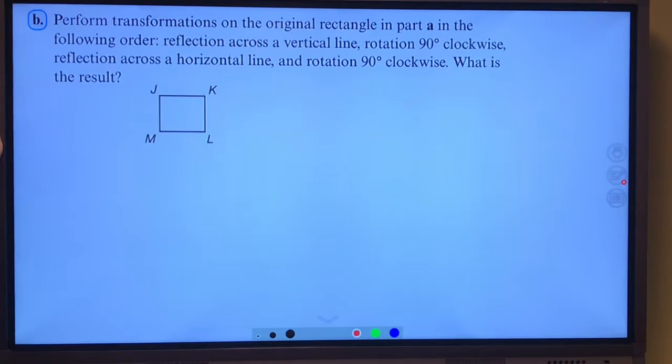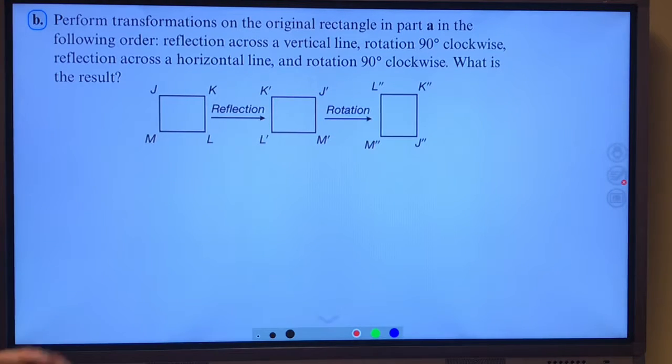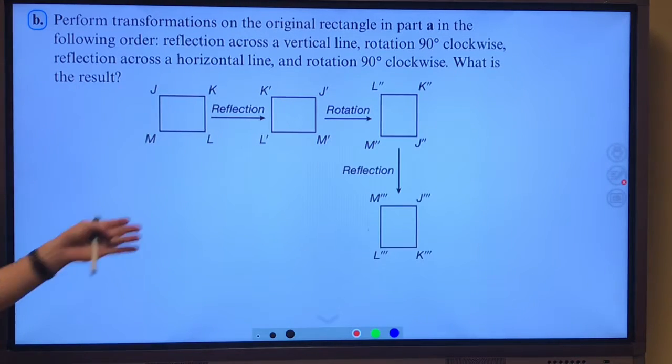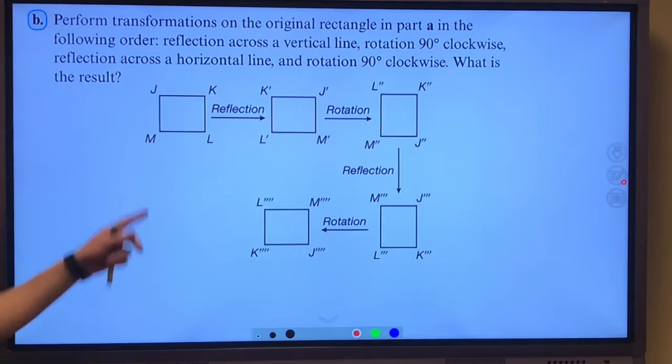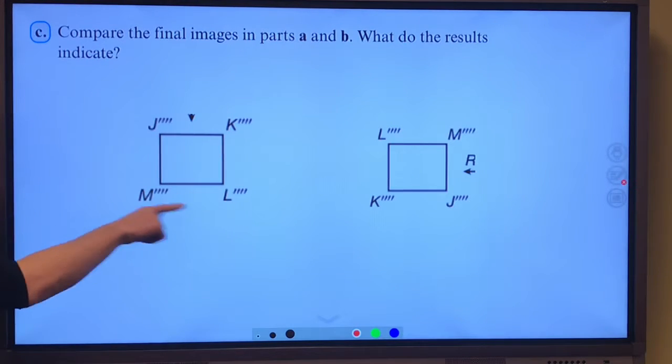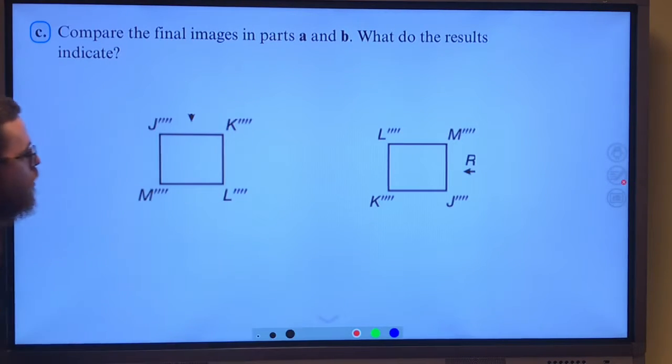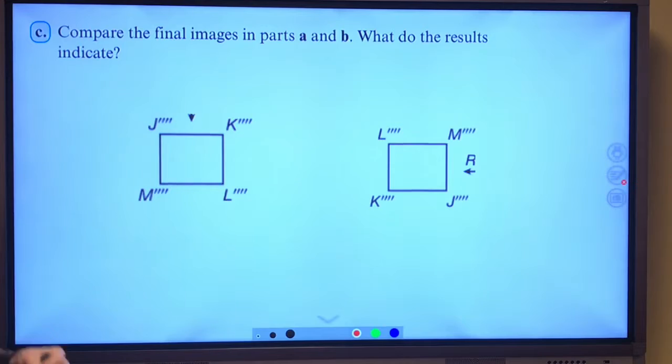Reflect across a vertical line, rotate it 90 degrees clockwise, reflect across a horizontal line, then rotate it another 90 degrees clockwise. Different order. First, our reflection across vertical line, we're starting the same as the last one. Then we rotate it 90 degrees clockwise, we reflected across horizontal line, we rotated another 90 degrees clockwise. And look at these two ending figures here. Here's our first one, here's our second one. They were the same transformations but a different order, and they produce different results. So the order of our transformations does matter.